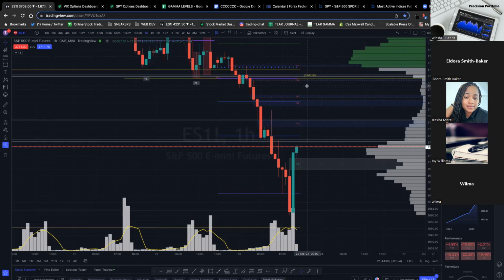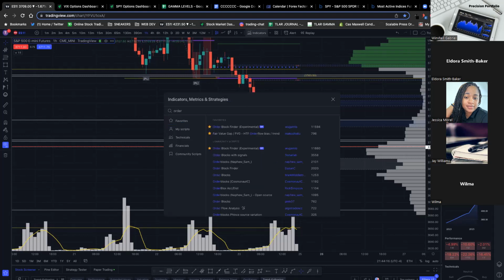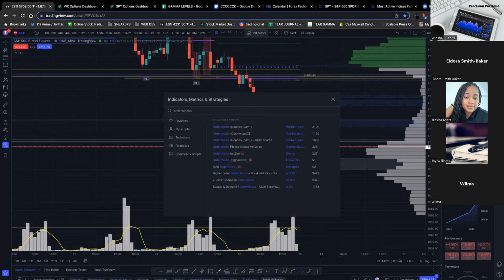Do me a favor. Type in this indicator called order blocks. I want to see something. I don't know if you have it. I got too many up here. Order block. Order blocks. By PN, all the way down. Right here. Hold on. PM 07 or something like that. Yeah, that's it. Oh, this one right here. Yeah, type it. Plug it in.